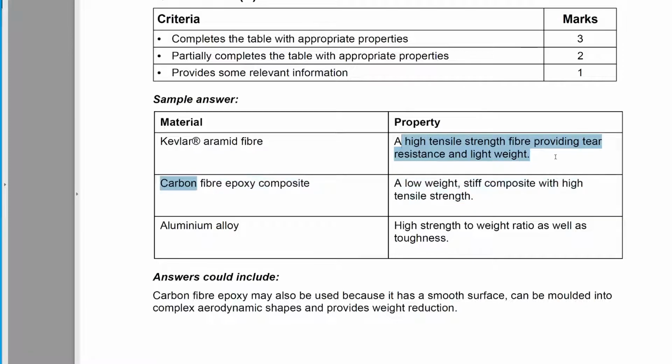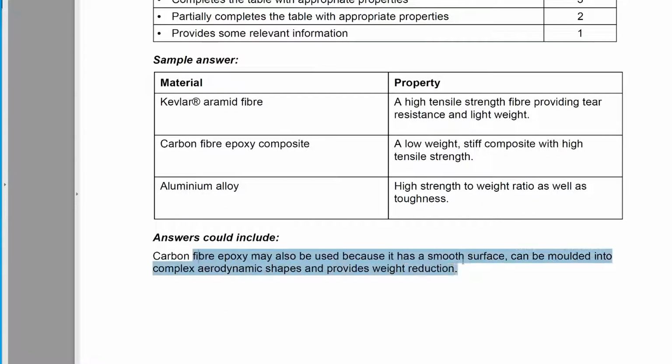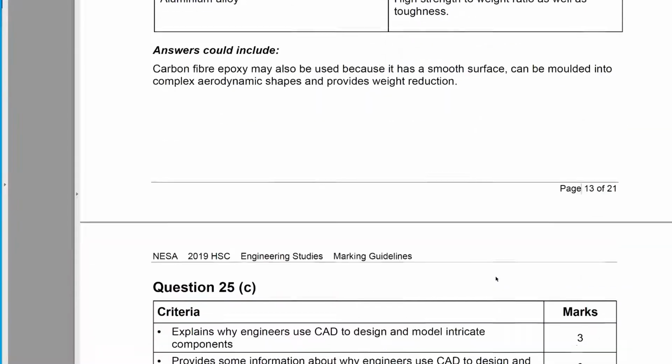So high strength, high tensile strength. Carbon epoxy is also used because it's very, very smooth and can be molded into complex aerodynamic shapes. Excellent answer, that one.